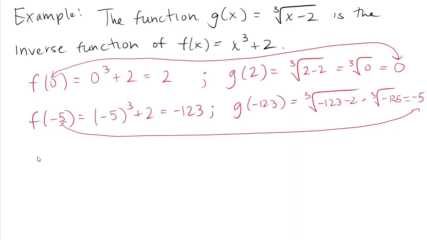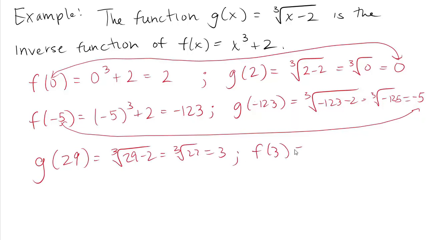Let me start with the function g. If I do g of 29, well, that's the cube root of 29 minus 2, which is the cube root of 27. That's 3. Let me evaluate f of 3. That's 3 cubed plus 2, that's 27 plus 2, and that's 29, and we're right back to where we started.